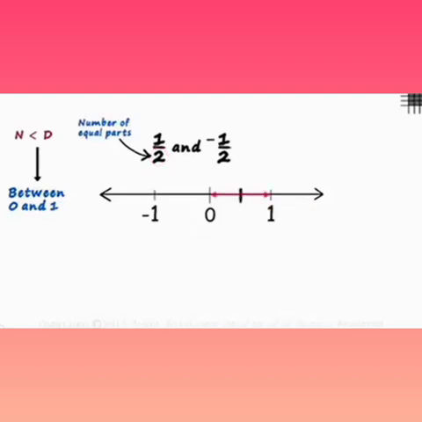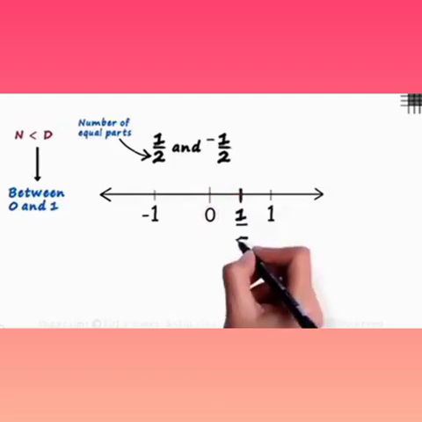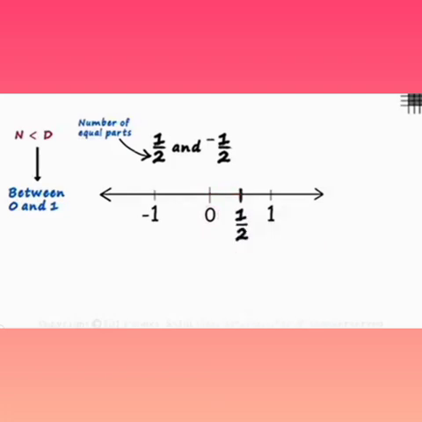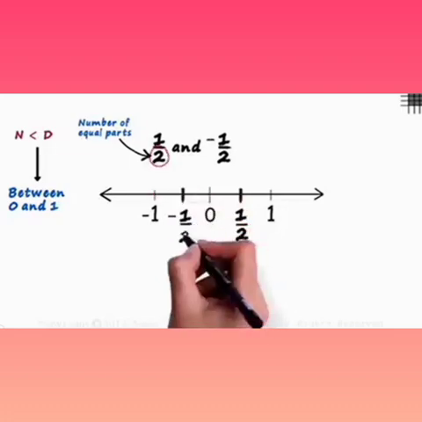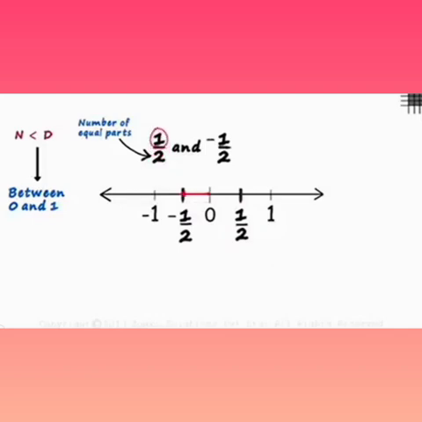This line divides this region into two equal parts. But what does the numerator tell us? It tells us the number of parts starting from 0. The numerator is 1, and therefore we take one part from 0 and mark 1 by 2 here. We can use the same procedure to mark minus 1 by 2 on the left side of 0. Divide it into two parts and mark minus 1 by 2, one part away from 0.